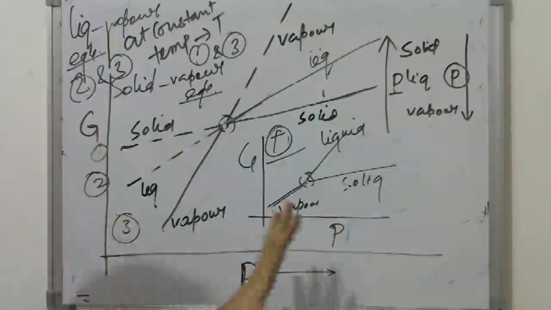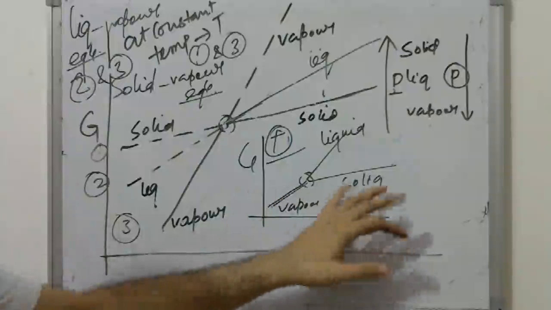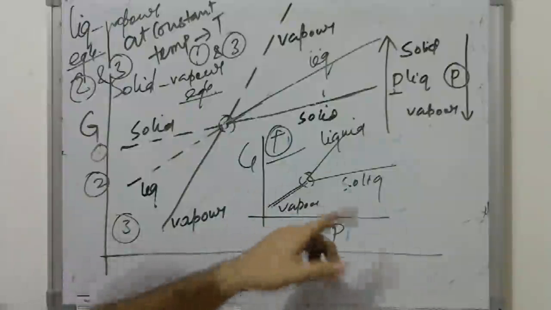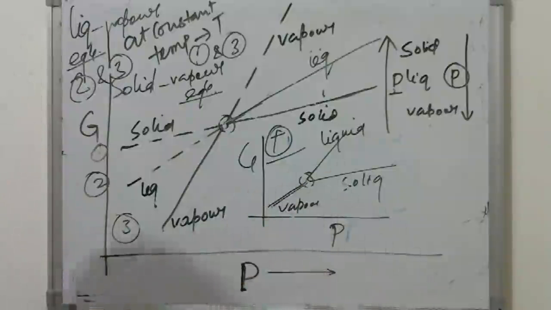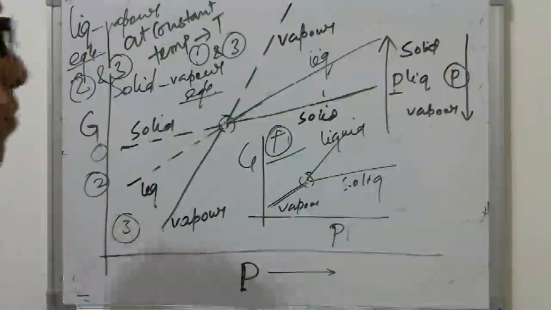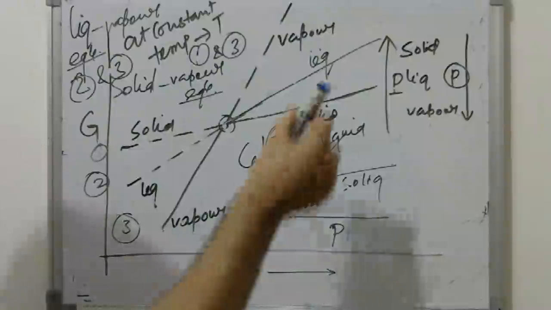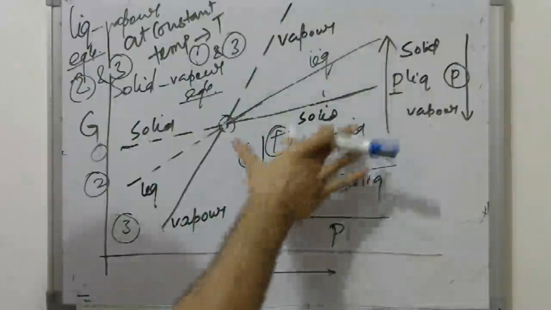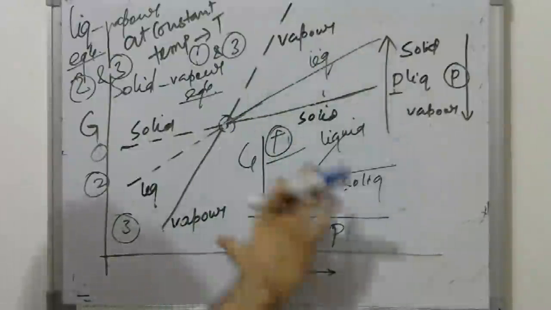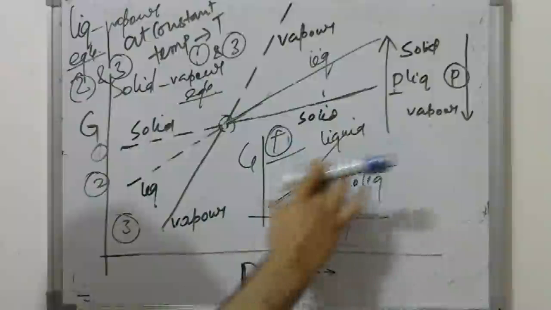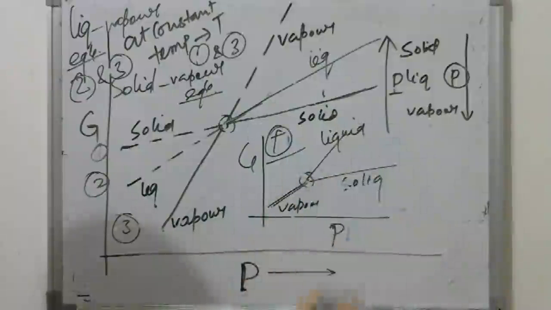So this part is understood. These are 3 lines: solid, liquid, vapor. So this is the point of equilibrium. Now let's move on. I have taken the solid line of liquid, the solid line of solid, and the solid line of vapor. If you plot these 3 lines together, you have a triple point.